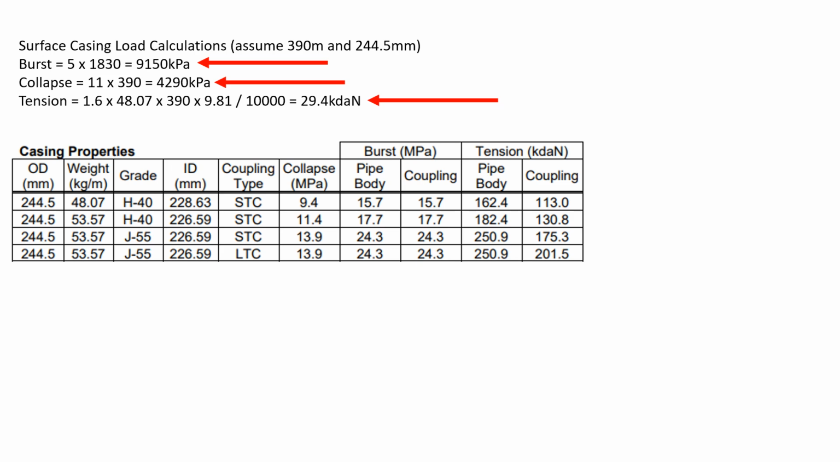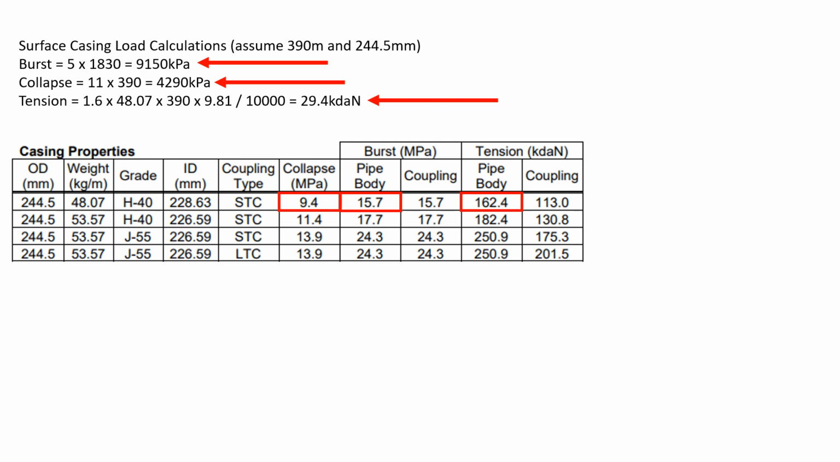From Directive 010, our surface casing burst is 5 times the next casing depth, which is 1,830. The collapse is 11 times the surface casing depth, in my case 390. And the tension is the design factor times the casing weight times the casing TVD times gravity divided by 10,000. So checking the casing burst, it is higher than the one we calculated. The same with collapse and the same with tension.